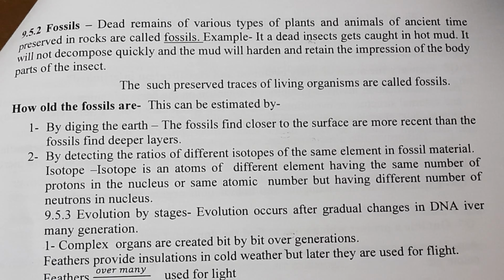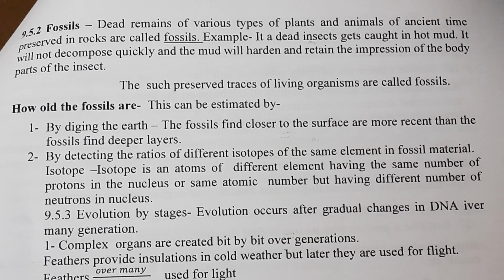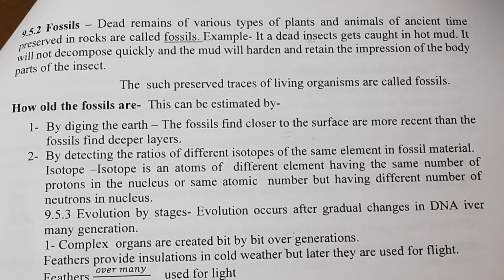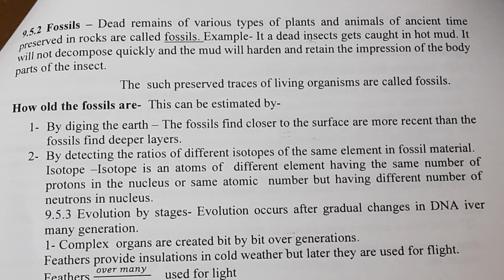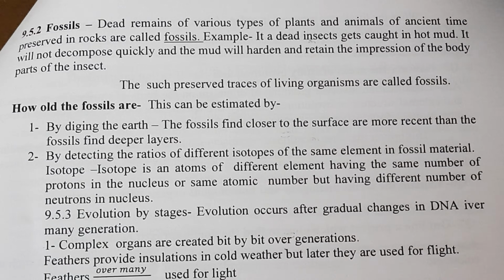How old the fossils are? Fossils कितने old हैं हम उसको कैसे कैलकुलेट करते हैं? By digging the earth, the fossils found closer to the surface, जो ऊपर सरफेस के क्लोजर हैं मीन्स वो रिसेंट के हैं, अभी के हैं, और जो नीचे तक अंदर लेयर में मिल रहे हैं वो मतलब पुराने हैं. By detecting the ratio of different isotopes of the same element. And evolution, next one is the evolution by stages. Evolution occurs after gradual change in DNA.